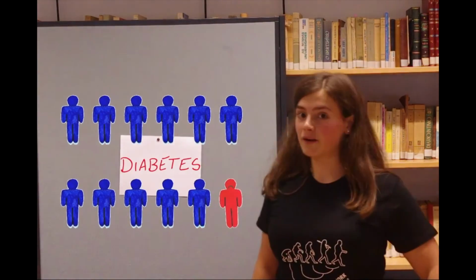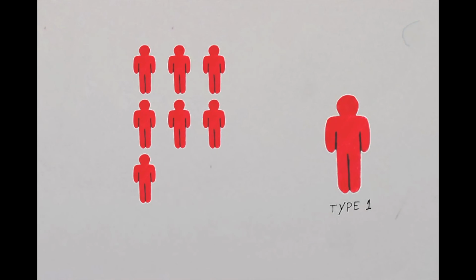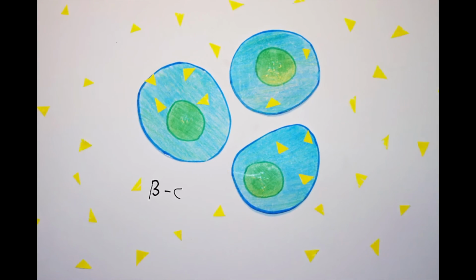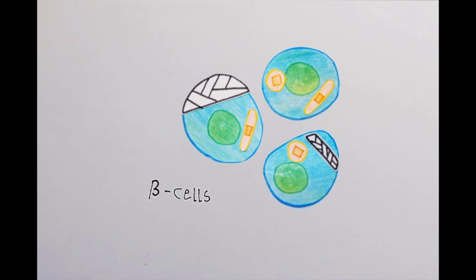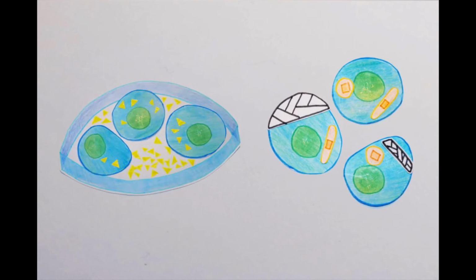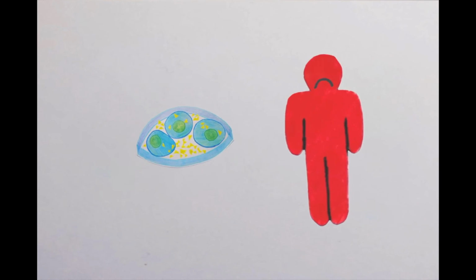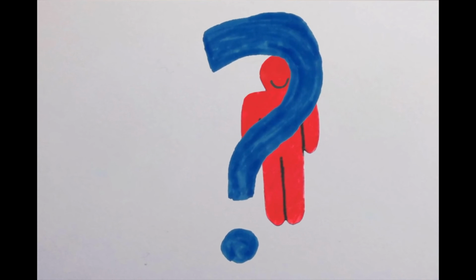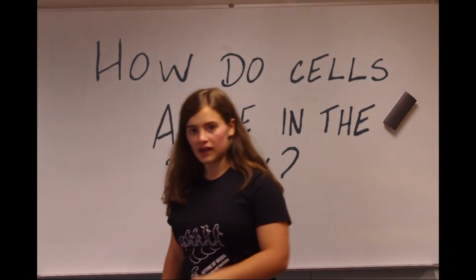Hi there. Did you know that about 1 in 12 people in the world suffer from diabetes? Out of these, 10% are type 1 diabetics, meaning the insulin-producing cells in their pancreas, the beta cells, are defective. Could we culture and transplant into these people beta cells able to replace the diseased ones? First, we need to understand how cells arise in the body.